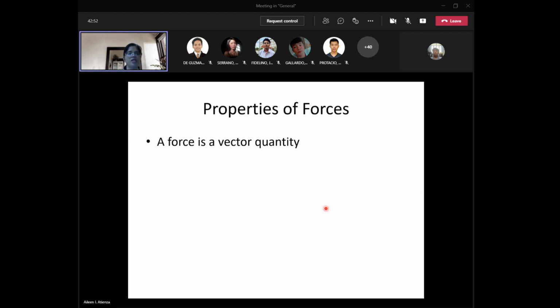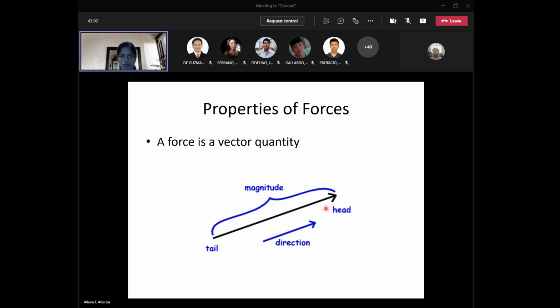Okay? So, another property of force is that a force is a vector quantity. So, since this one's a vector quantity, force possesses both magnitude and direction. Okay, so again, in representing the force, you draw a straight line and put an arrow that serves as the head, okay, to be able to identify the direction. So you have the tail and the head of this particular vector.